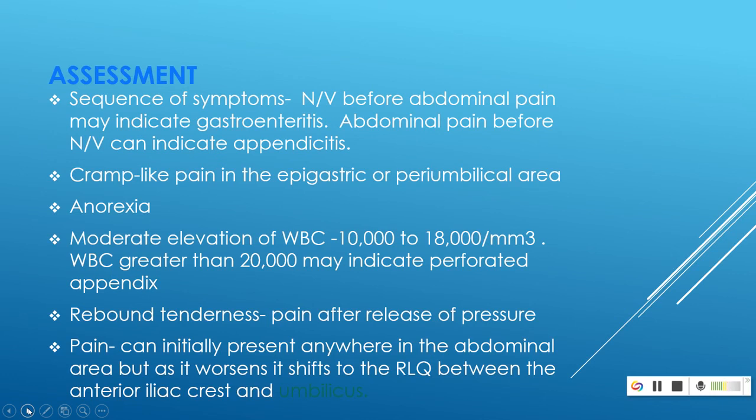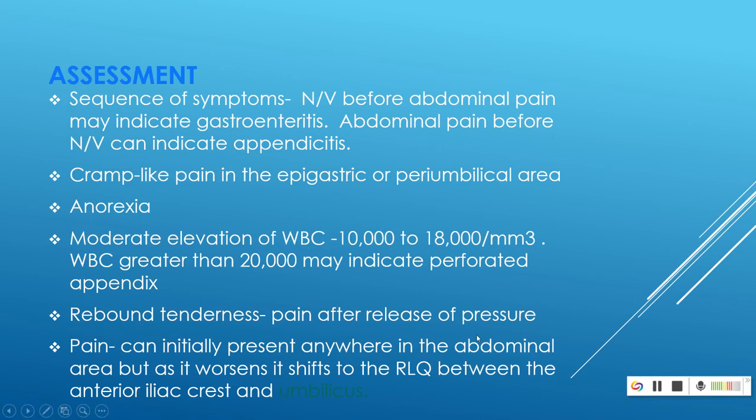They can have anorexia, where they don't have the desire to eat, probably because they're having abdominal pain and they're nauseated and vomiting. Moderate elevation of your white blood cells from 10,000 to 18,000. A white blood cell count greater than 20,000 may indicate a perforated appendix. What does perforated appendix mean? It means that it has ruptured and the contents have gone into the peritoneal cavity, and that is causing an even wider spread inflammatory response. So that's why the white blood cell count is elevated.